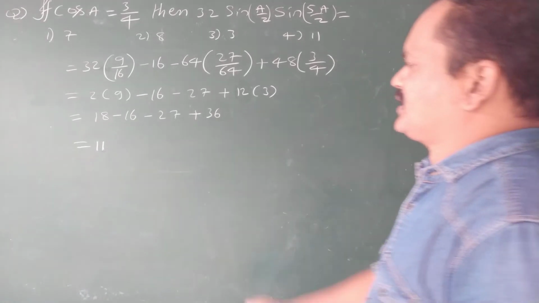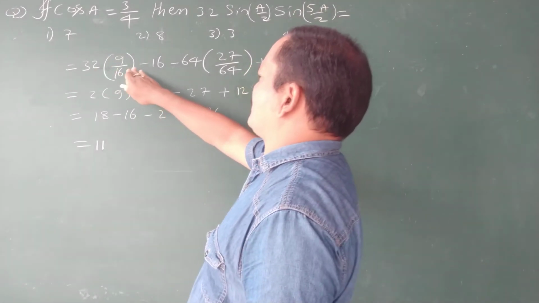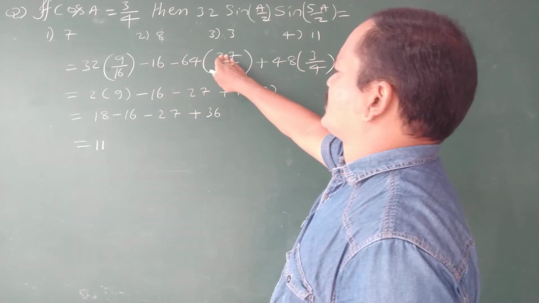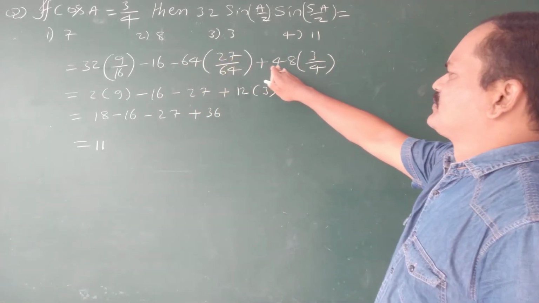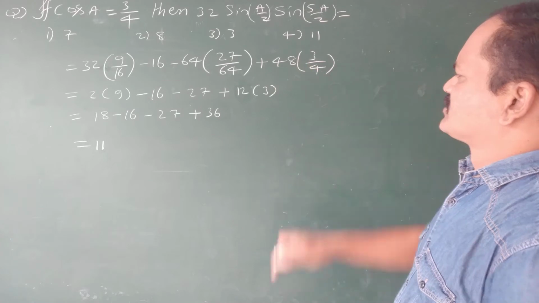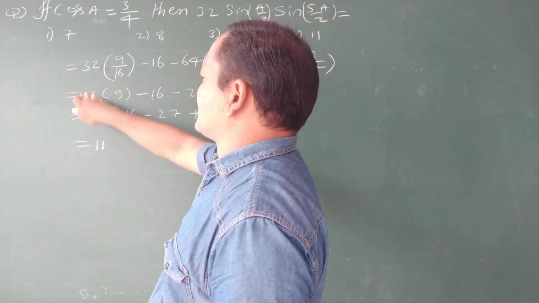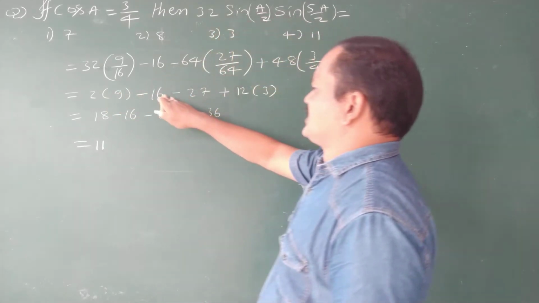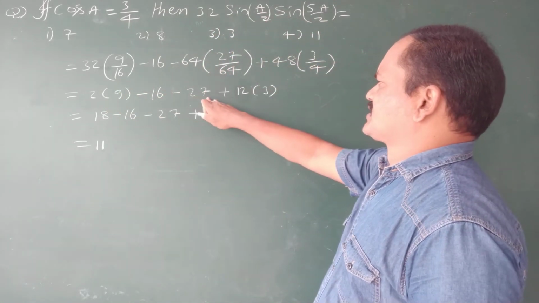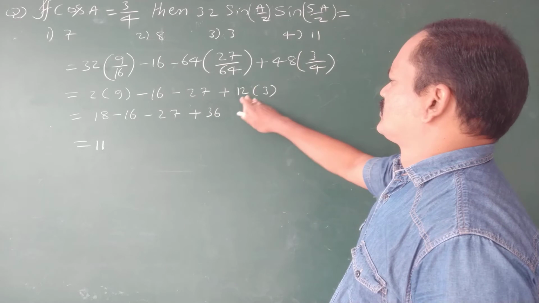Now the next step, that is 32 times of 9 by 4 minus 16 minus 64 times of 27 by 64 plus 48 times of 3 by 4. So here 16, 2 gets cancelled, 2 into 9 minus 16. Here 64 gets cancelled, minus 27, 4, 12 gets cancelled.